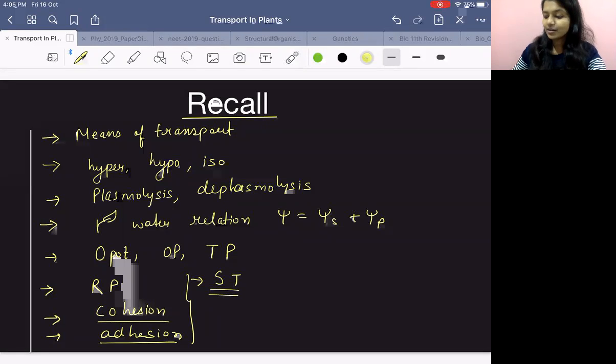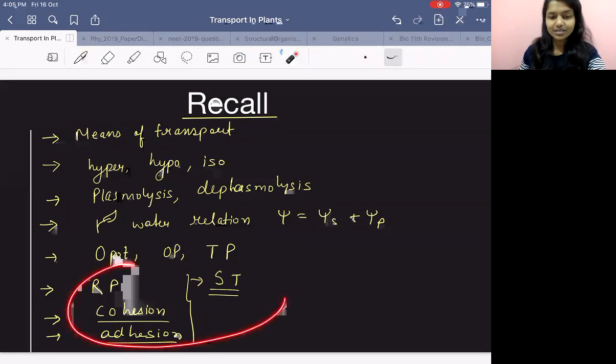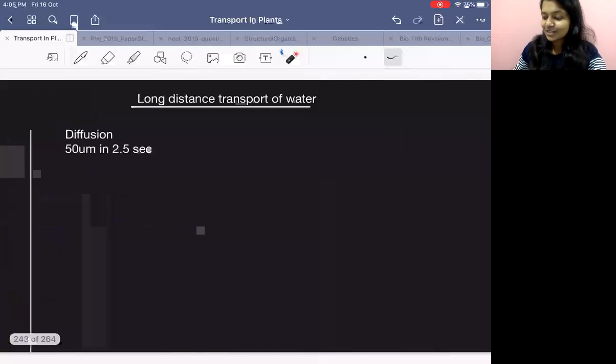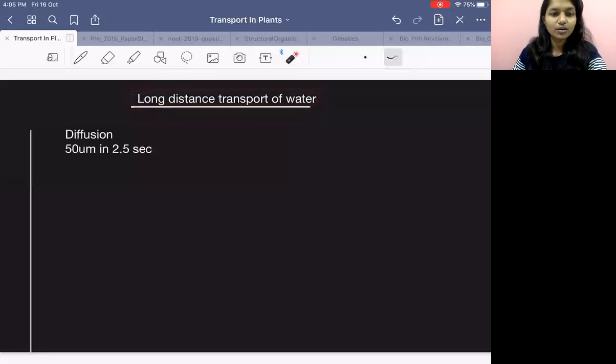Now we are going to use these terminologies. I had told you these are going to be used in the actual transport of water in the upper part of the plant. Raj is here. Yes. All right. So now let us study about long distance transport of water.